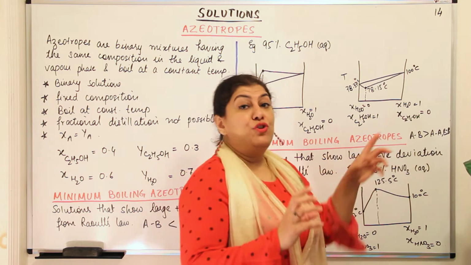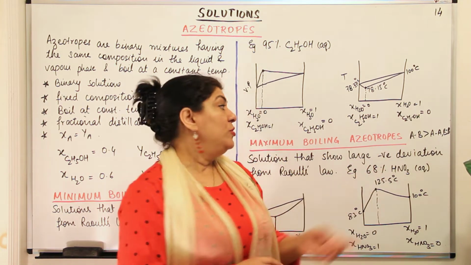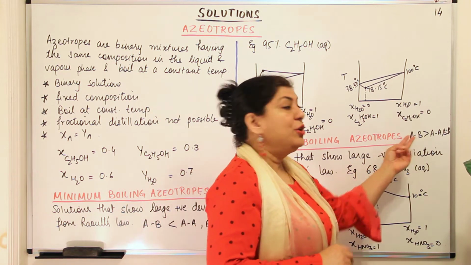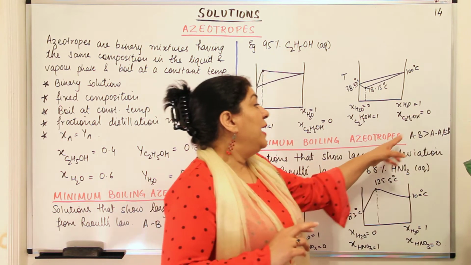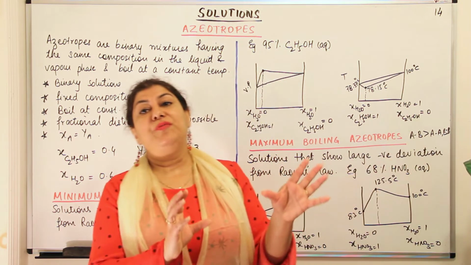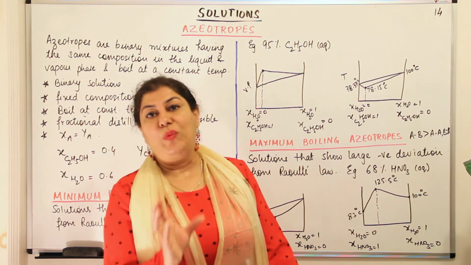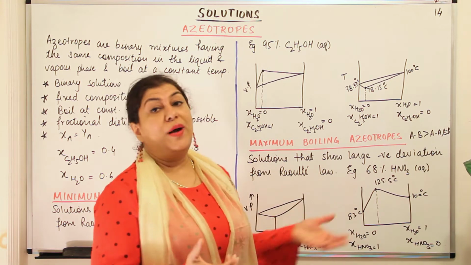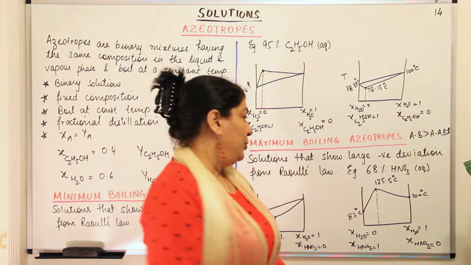Also, if you talk in terms of interaction between the molecules, the interaction between the molecules of the solute and solvent is greater than the interaction between the molecules of the solute and solvent themselves. And that is the reason why this negative deviation is shown.